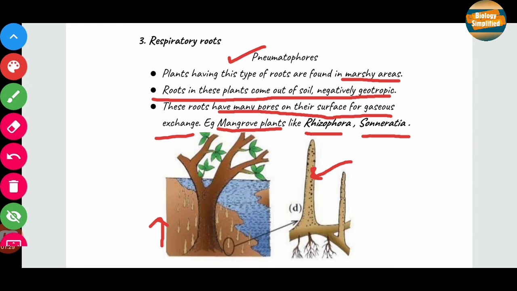So these are the respiratory roots. They have adapted themselves for these environmental conditions.